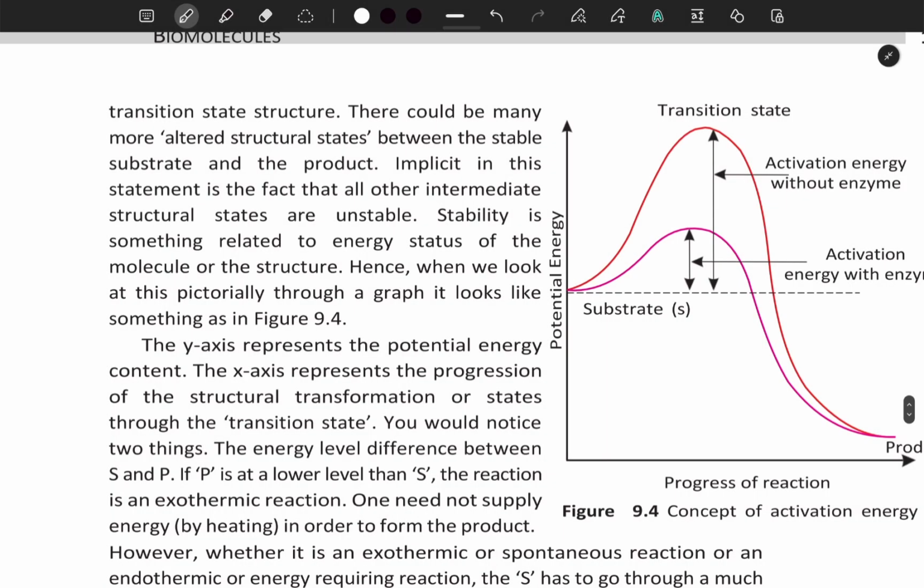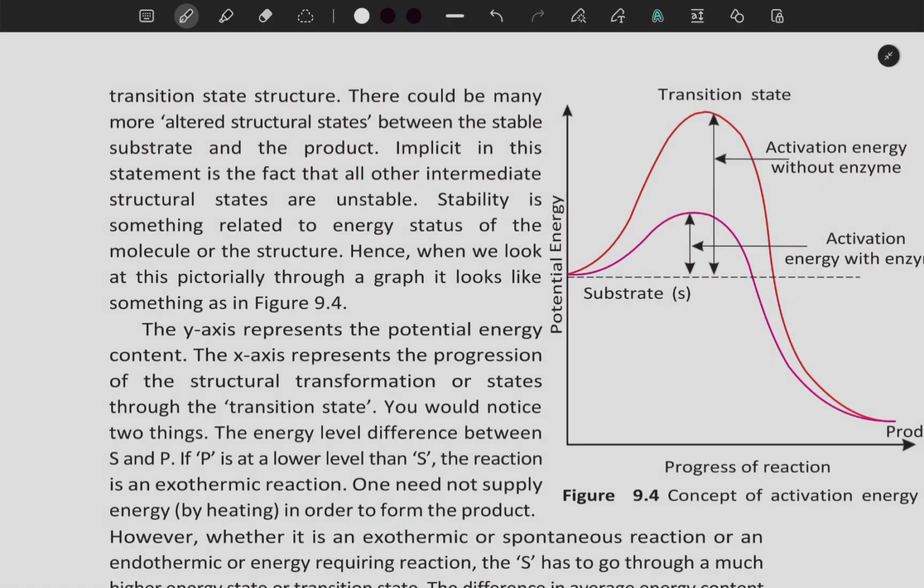During the state where substrate is bound to the enzyme active site, a new structure of substrate called a transition state structure is formed. Very soon after the expected bond breaking or making is completed, the product is released from the active site. In other words, the structure of substrate gets transformed into the structure of products. The pathway of this transformation must go through the so-called transition state structure. There could be many more altered structural states between the stable substrate and the product. Implicit in this statement is the fact that all the intermediate structural states are unstable.